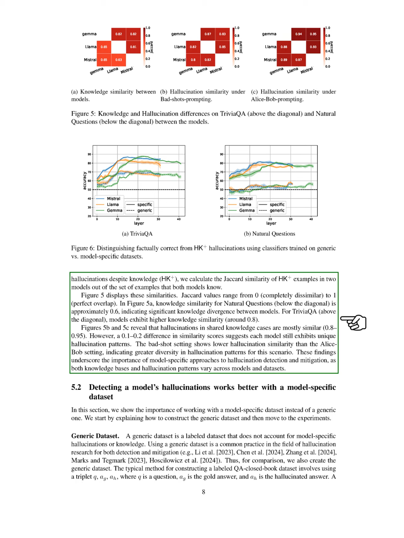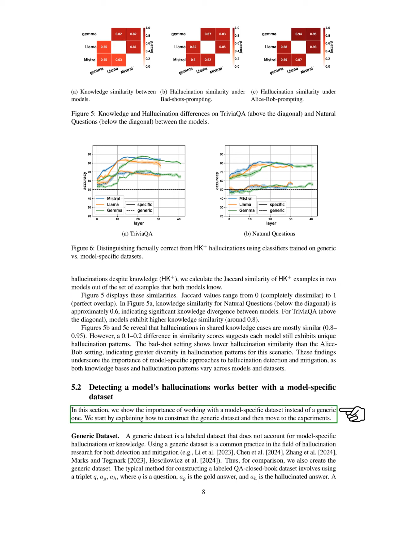Section. Detecting a model's hallucinations works better with a model-specific dataset. In this section, we demonstrate the significance of using a model-specific dataset rather than a generic one for detecting a model's hallucinations. We begin by outlining how to create a generic dataset before moving on to our experiments. A generic dataset is a labeled collection that does not consider the specific hallucinations or knowledge of a model. This approach is commonly used in hallucination research for both detection and mitigation.